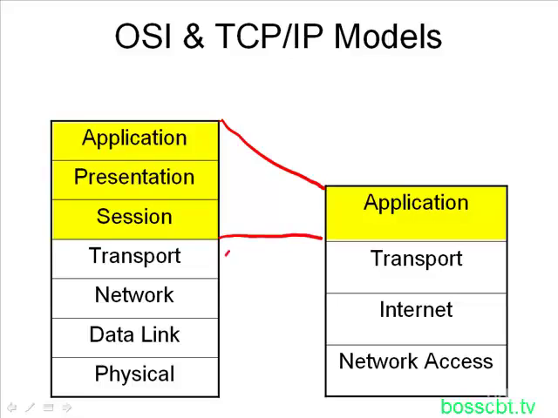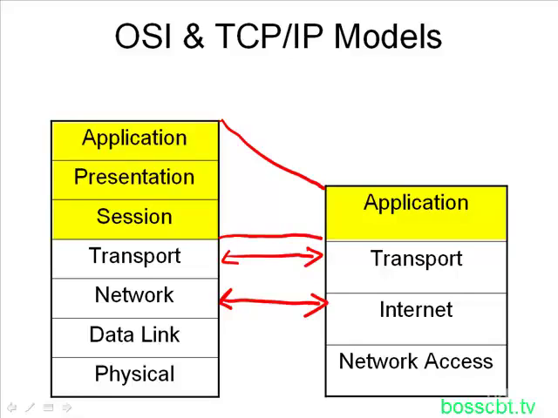Now, the transport layer corresponds to the transport layer in both models. Likewise, the network layer of the OSI model corresponds to the internet layer of the TCP/IP model. In other words, they talk about the same things, there's just a different name on them.